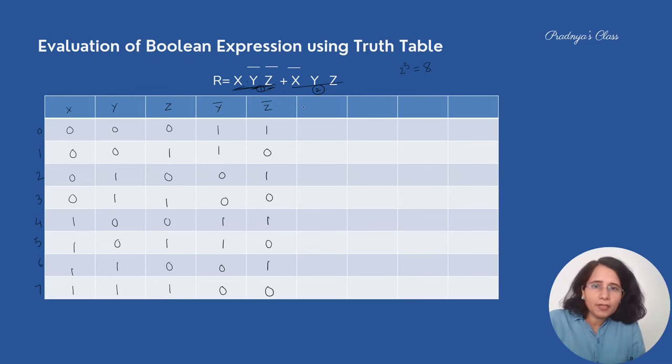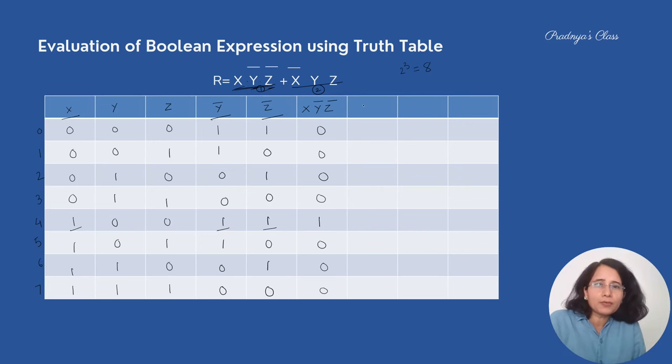Now let's evaluate this expression x, y bar and z bar. Between these three variables there is an AND operation. And you know how the AND operation works. If all the inputs are 1, then only the output will be 1, otherwise 0. So let's try to find out. We need to take x, y bar and z bar. So 0, 1, 1 will be 0. 0, 1, 0 will be 0. 0, 0, 1 will be 0. 0, 0, 0 will ultimately be 0. Then in this row we have all the input combinations as 1. 1 here, 1 here also, and 1 in this column also. The output will be 1 and the other outputs will be 0. Now look at the second term.